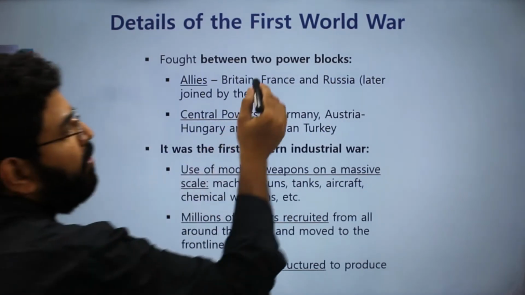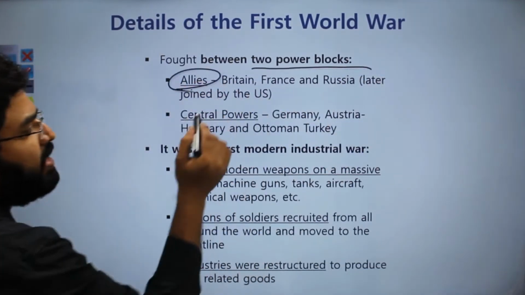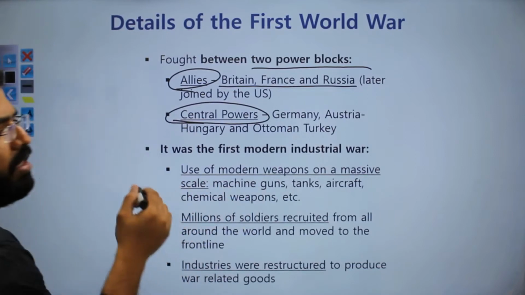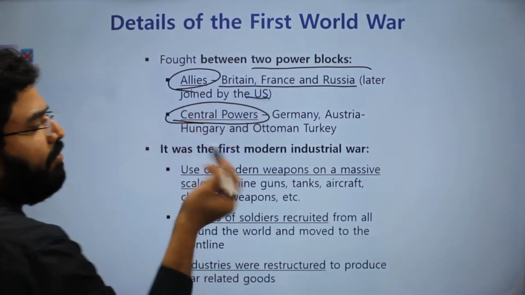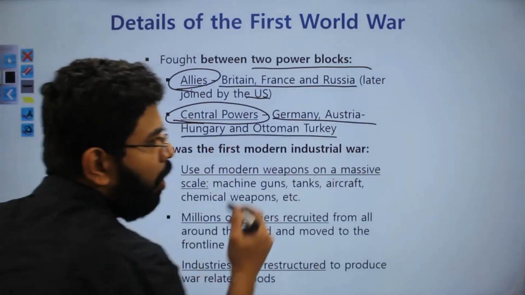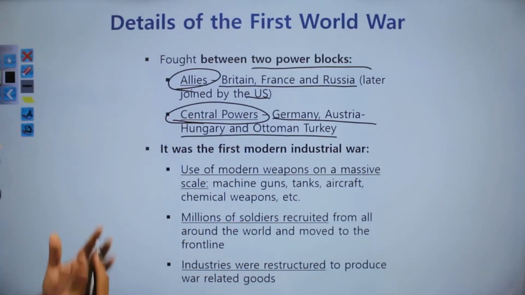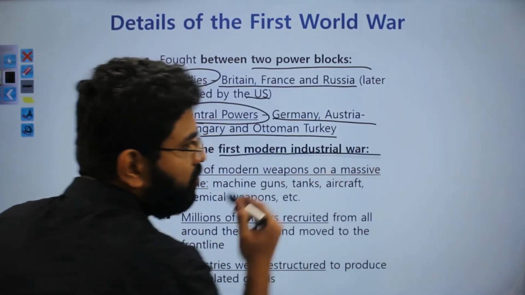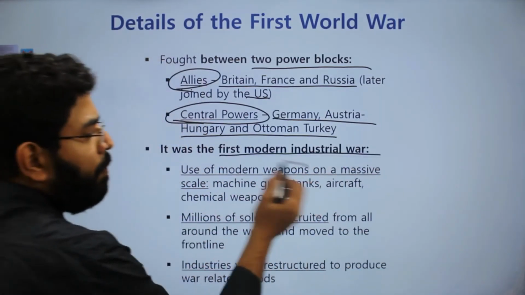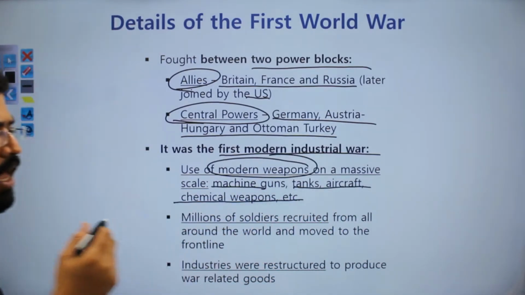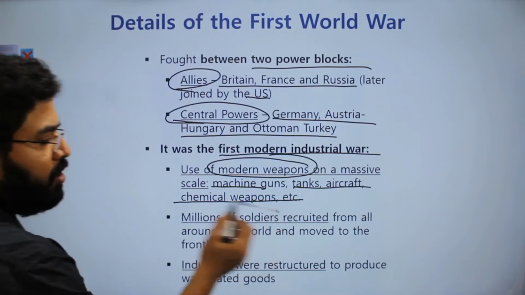Just a few facts about the war. The war was fought between two power blocks, the Allies and the Central Powers. The Allies were Britain, France and Russia, and the US joined very late. The Central Powers were Germany, Austria-Hungary and Ottoman Turkey. So these were the various blocks that fought, and this was the first modern industrial war. Modern weapons were used: machine guns, tanks, aircraft, chemical weapons, and millions of soldiers fought this war.